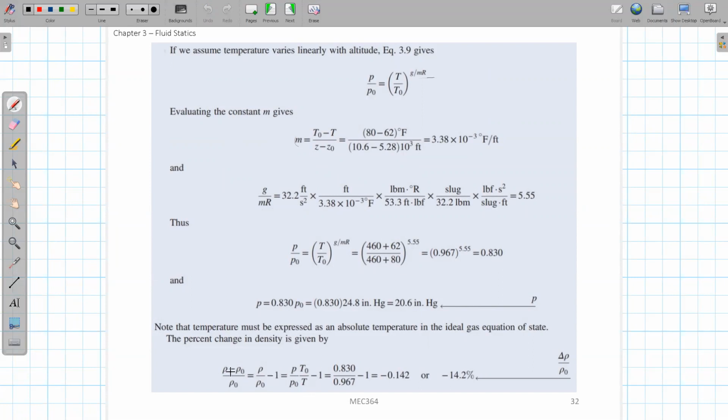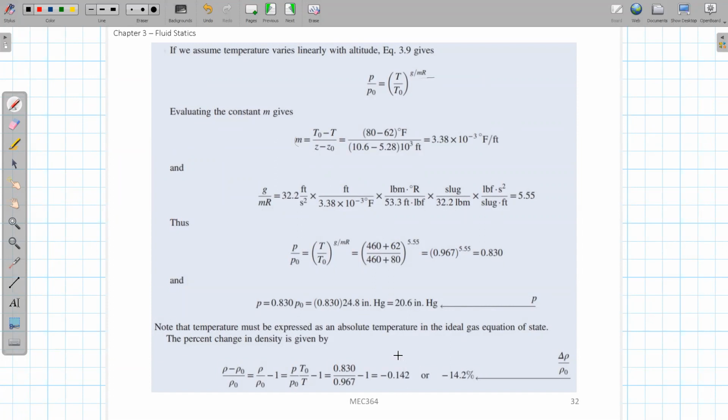This is a relative change in the density, and this is a reference value, so this will give you a value in percentage. To calculate this rho over rho 0, you can use the equation of state to change it to P T0 over P0 T. Substituting the values you have, you can quickly find that the density will decrease by 14.2%.